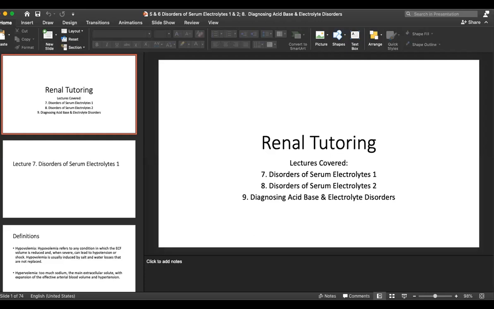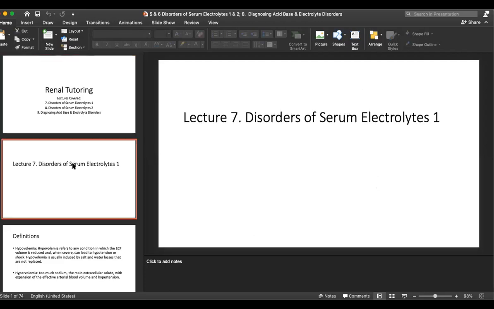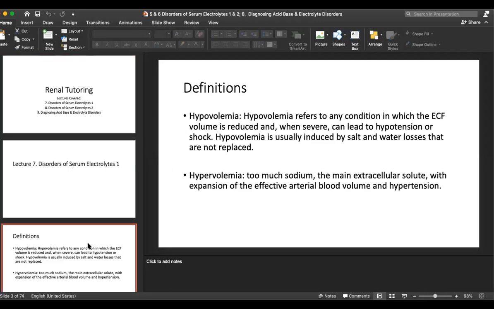Okay, so let's start on the electrolyte disorders. Okay, so if we have hypovolemia, that is when we're going to have basically low volume.